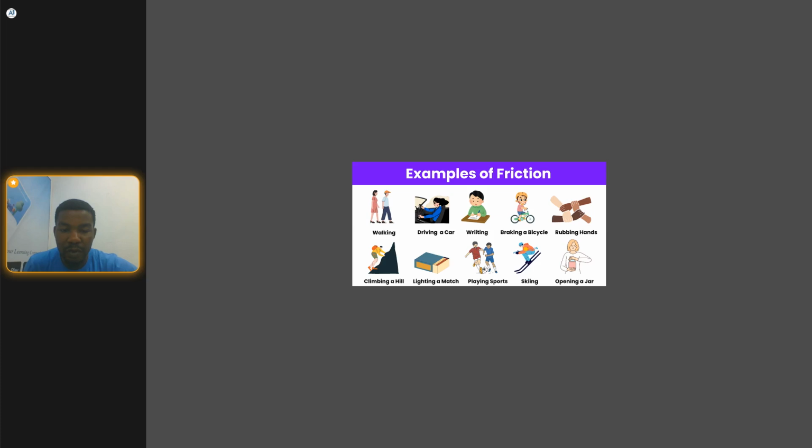The same thing is applicable to the bicycle. The tire of the bicycle has also been designed to have a rough surface so as to enable friction to take place.